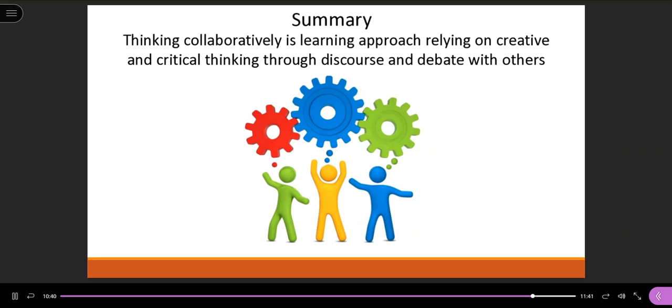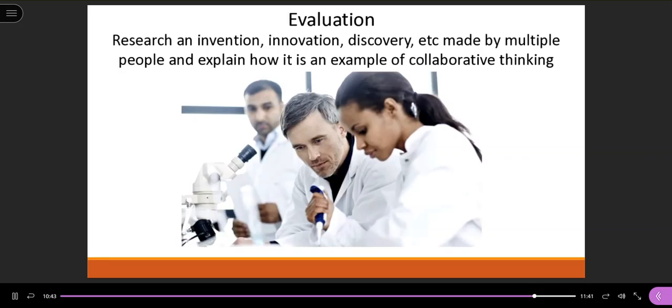So I would like everyone to research an invention, innovation, discovery, etc., made by multiple people, and explain how it is an example of collaborative thinking. Again, there are some professions where that's not possible, or there are times that two people have made a discovery at roughly the same time, but on opposite sides of the planet without ever talking to each other. But there are many examples where people worked together to find a solution or create something new.